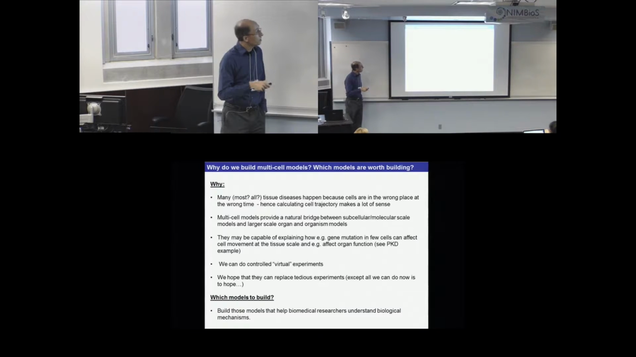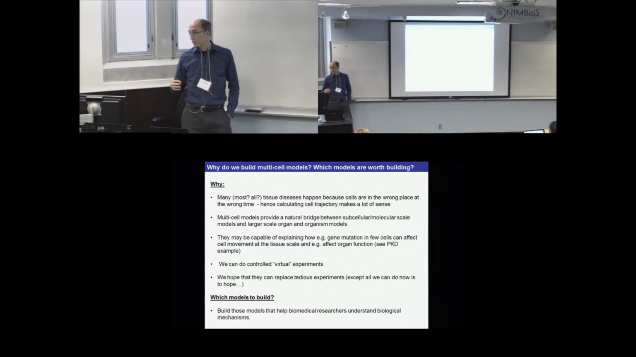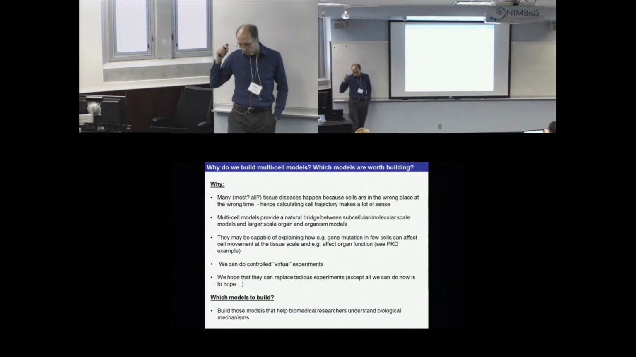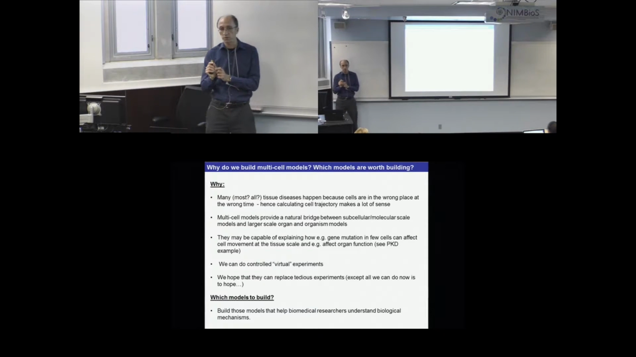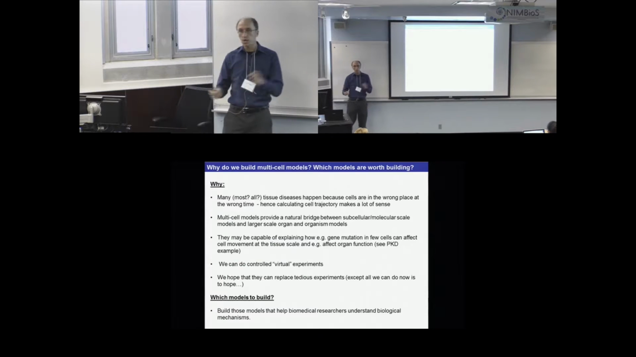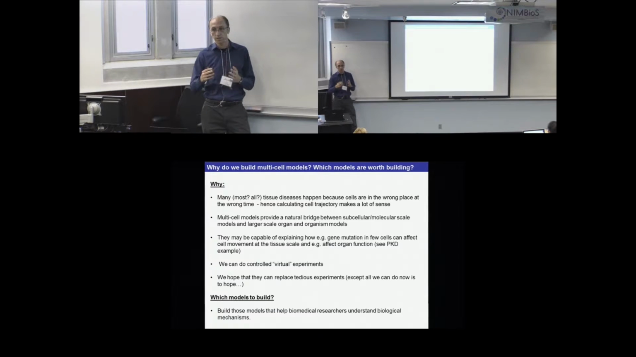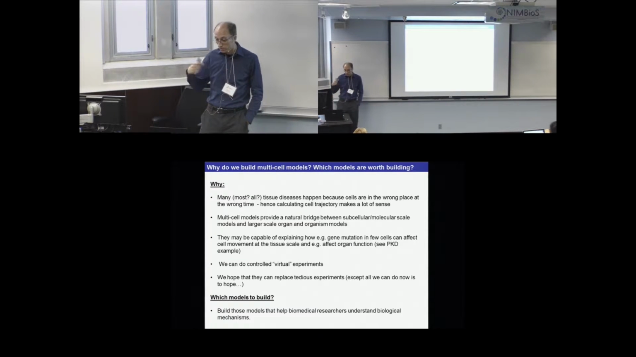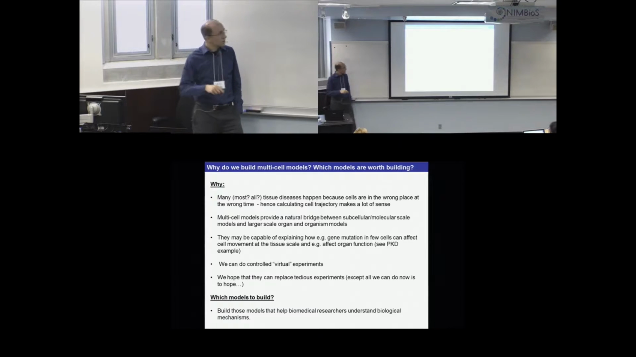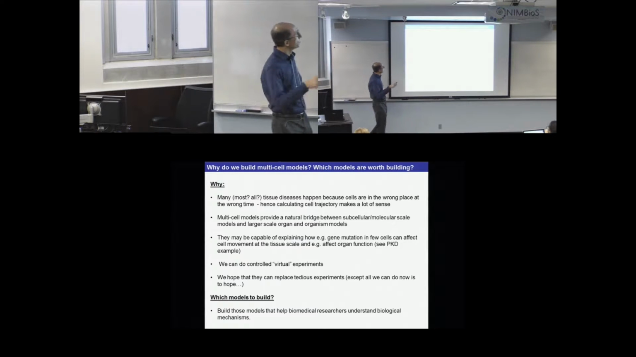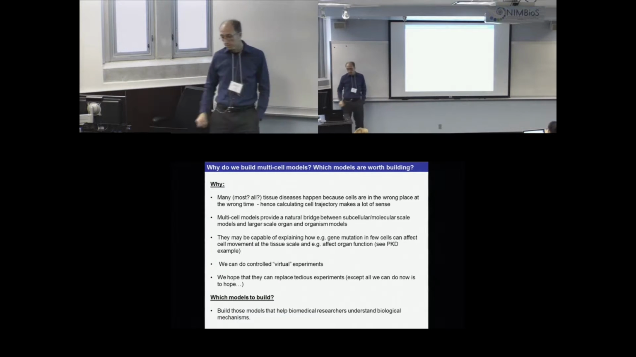By building models, we can do controlled virtual experiments. When we want to perturb a biological system, we don't perturb just one aspect of the pathway. Usually there's a crosstalk between pathways. When we are on a computer, we have the luxury that we can actually perturb exactly what we want to perturb and study the effect of this perturbation on a system. And in the long run, we hope that those multicell models will replace experiments.